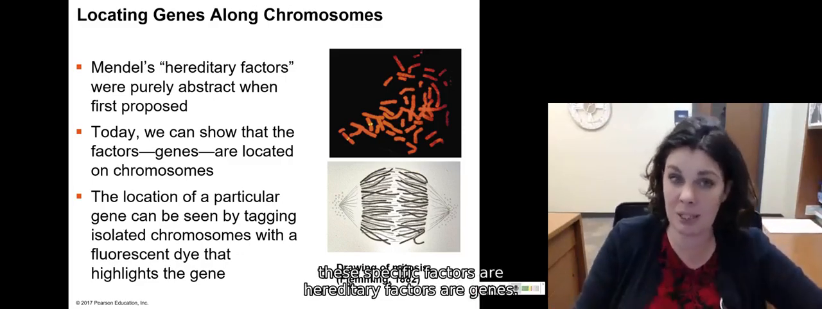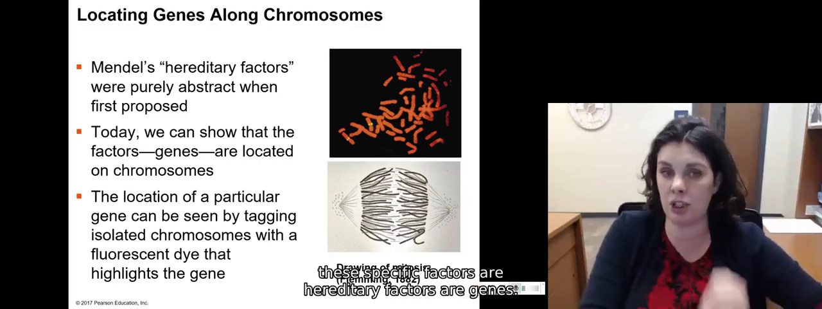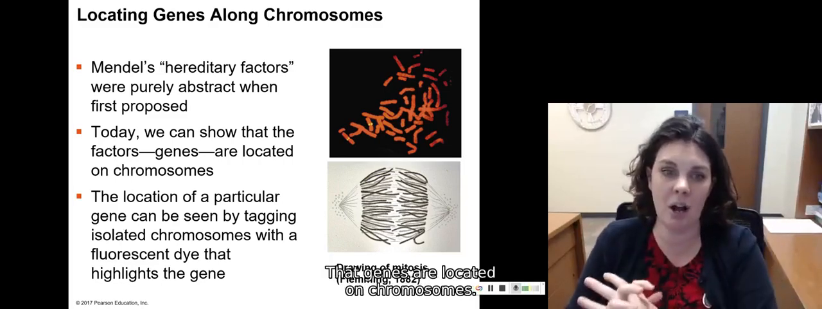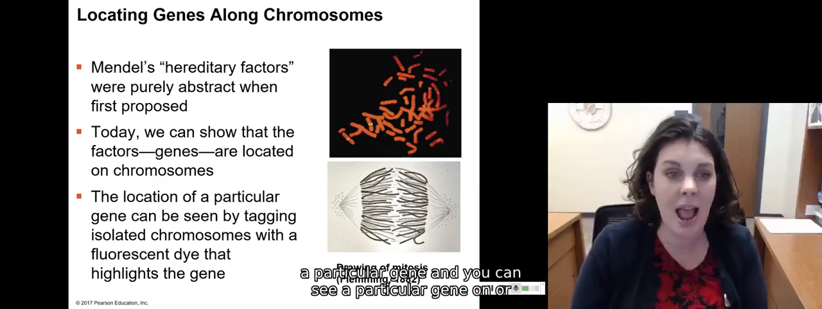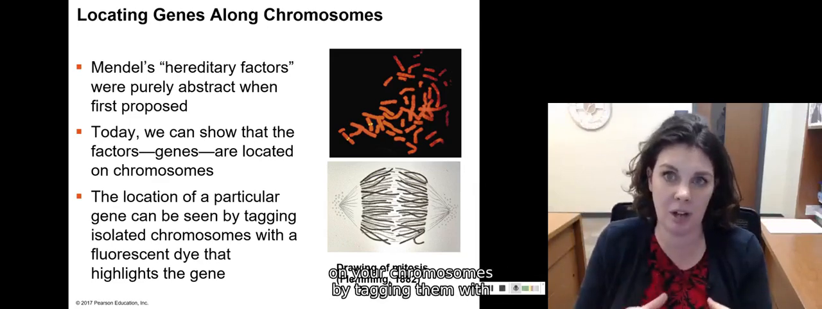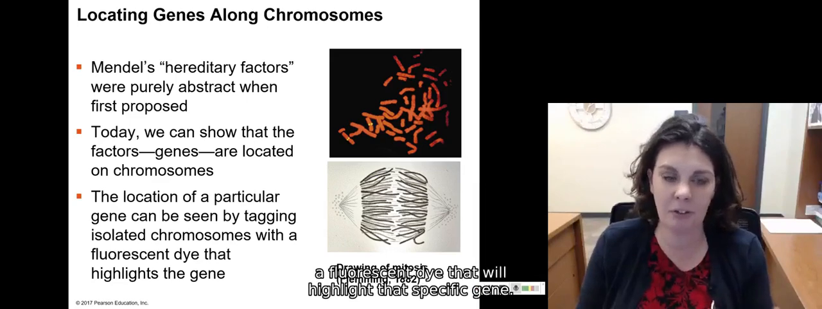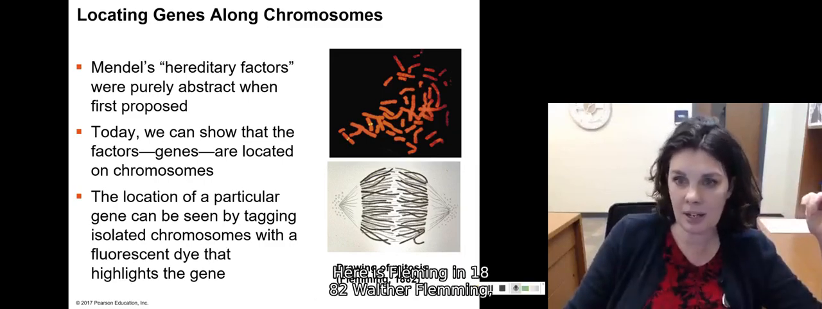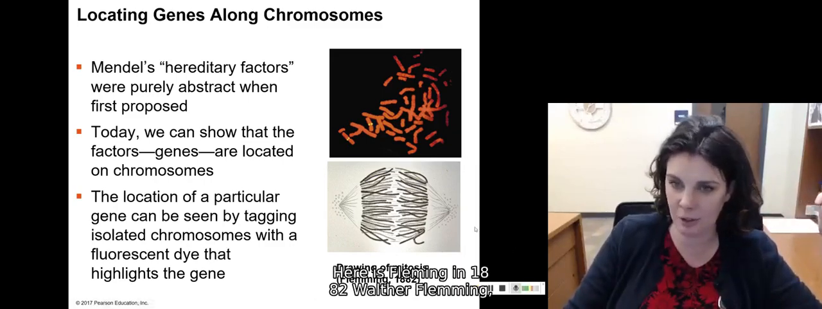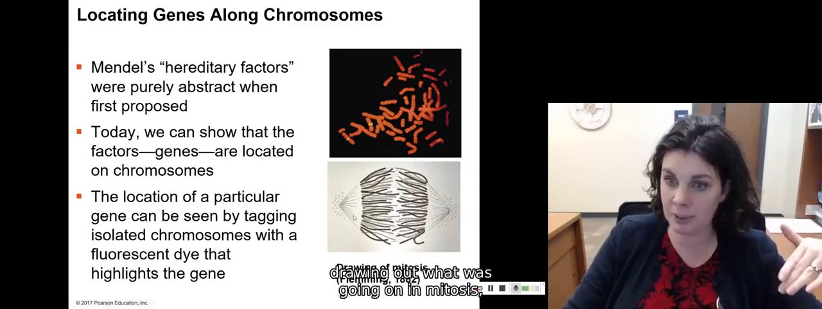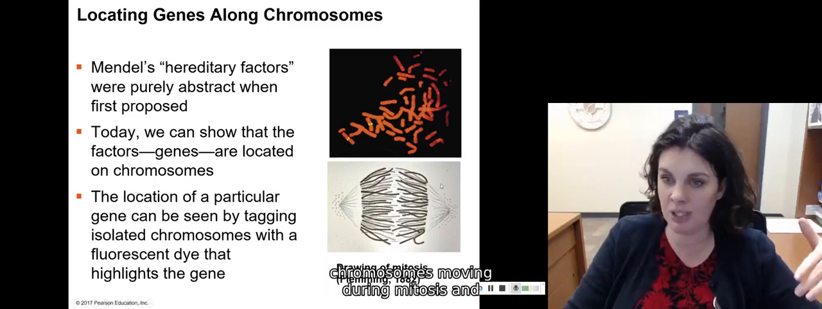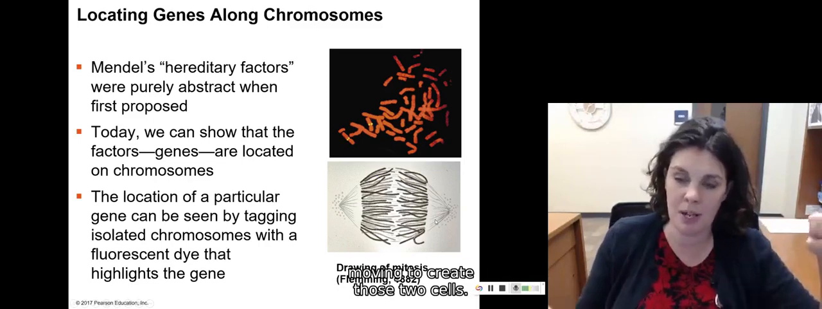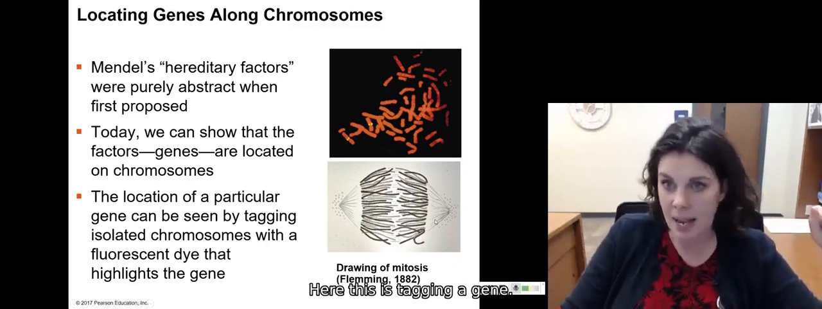So today we can show that these specific factors, your hereditary factors, are genes, and that genes are located on chromosomes. And you can actually tag a particular gene, and you can see a particular gene on your chromosomes by tagging them with a fluorescent dye that will highlight that specific gene. So here is Walter Fleming in 1882, drawing out what was going on in mitosis, what he was seeing in cells, and how he was able to see chromosomes moving during mitosis and moving to create those two cells.